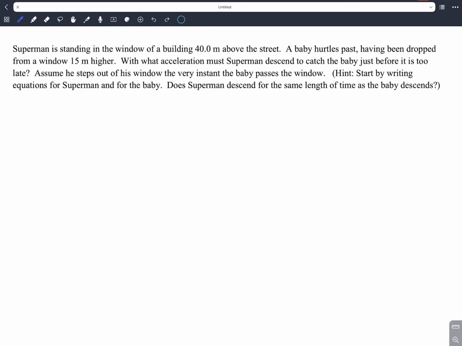Here is a kinematics problem. Superman is standing in the window of a building 40 meters above the street. A baby hurtles past, having been dropped from a window 15 meters higher. With what acceleration must Superman descend to catch the baby just before it is too late? Assume Superman steps out of his window the very instant the baby passes the window.